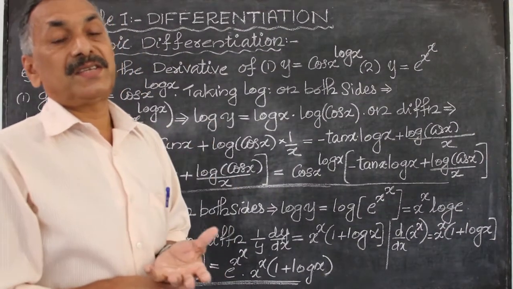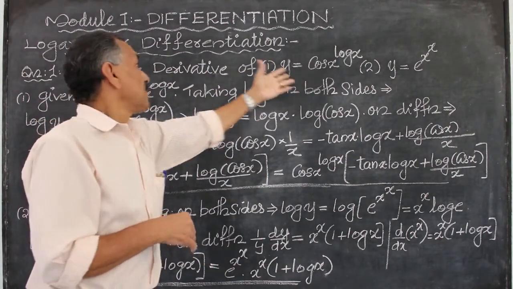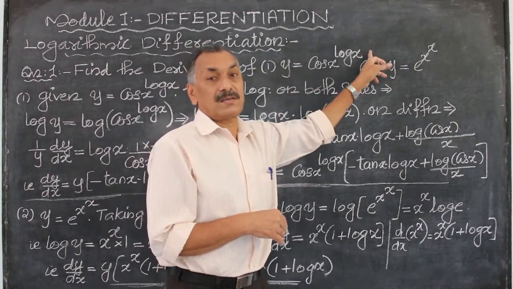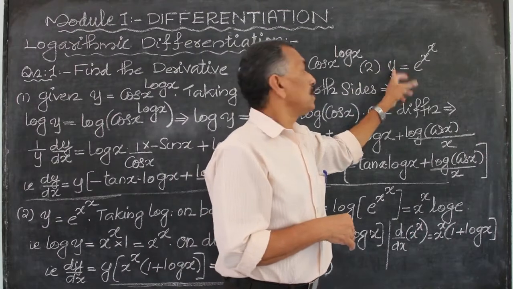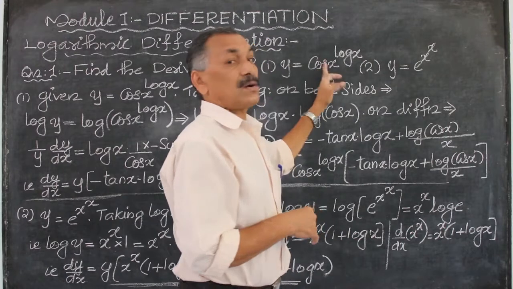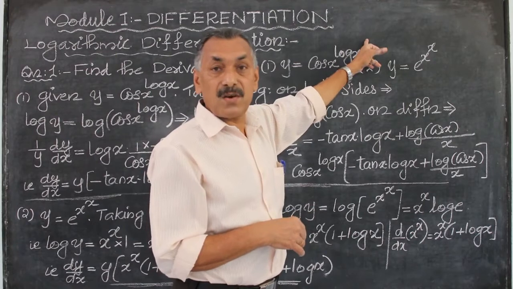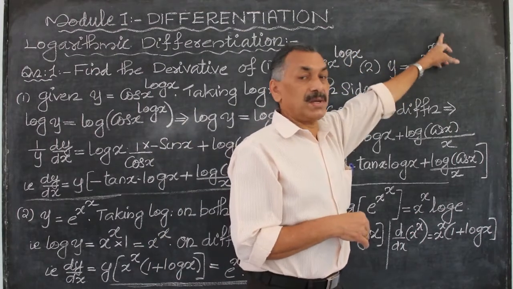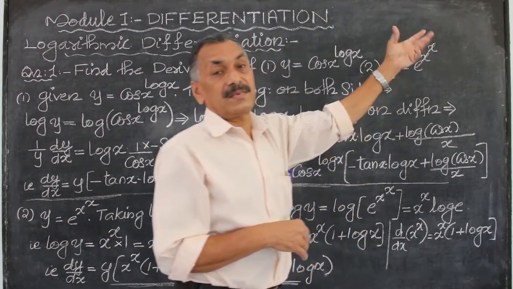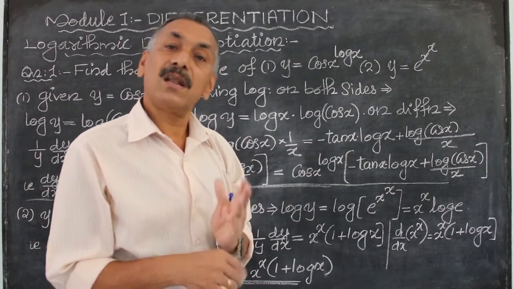Using logarithmic differentiation, find the derivatives of these two functions. Find the derivative of the first one, y is equal to cos x raised to log x. Second problem, y is equal to e raised to x raised to x. See, y is equal to cos x raised to log x. What is the exponent? Log x. Log x means it is a function of x. Here also, e raised to x raised to x, the exponent is again a function. If the exponent of a function is again a function, to find the derivative we consider logarithmic differentiation.